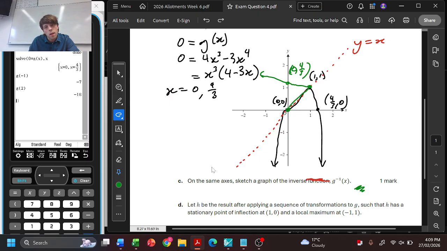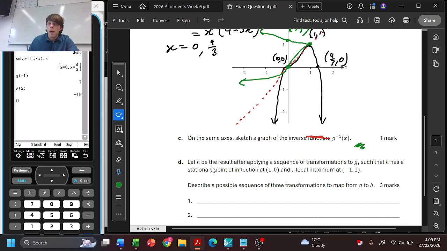Goes through like that, around like that, and then kind of comes down like that. Hopefully that makes sense. So that's a stationary point of inflection. Yeah, that looks better. Awesome. So we can see how that green curve is basically a reflection in that line y equals x that you can see just there. Awesome.